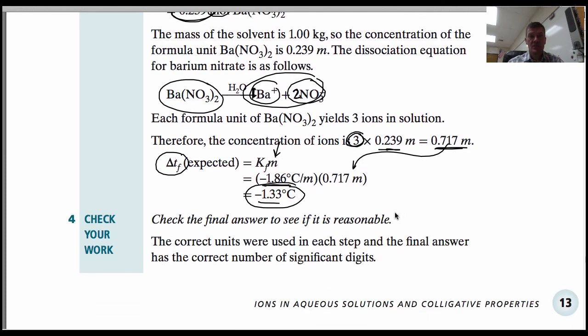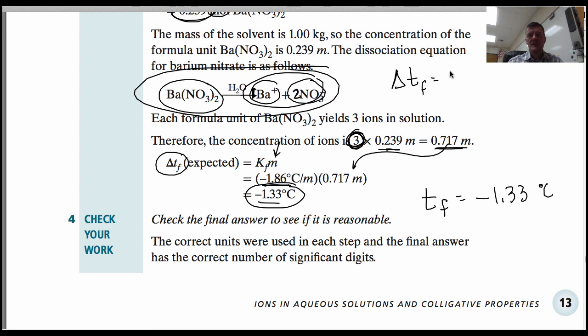So for water, 0 minus 1.33, the new freezing point would be negative 1.33 degrees Celsius. But you have to be aware, if this is an ionic compound, that you have to multiply by the number of ions that are created in the solution when the ionic compound dissociates. That's why I write the formula as delta TF equals i times Km. So this i is the number of ions. In this case it was 3. 3 is going there for i.